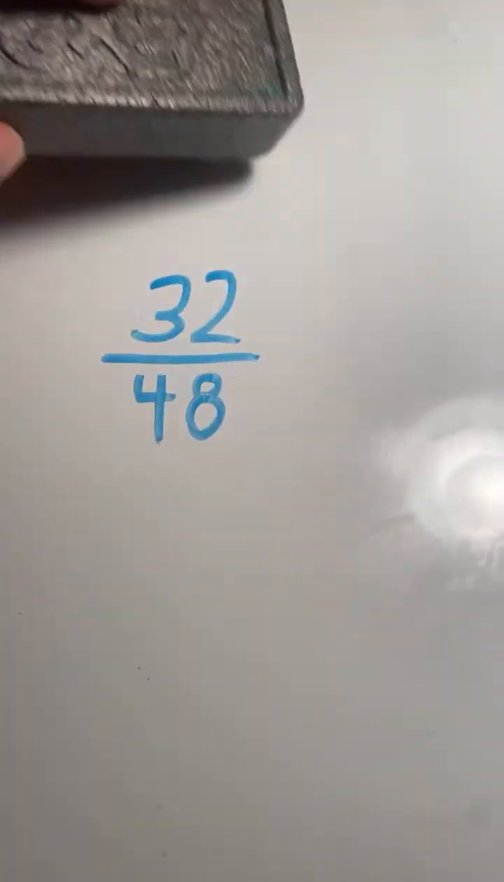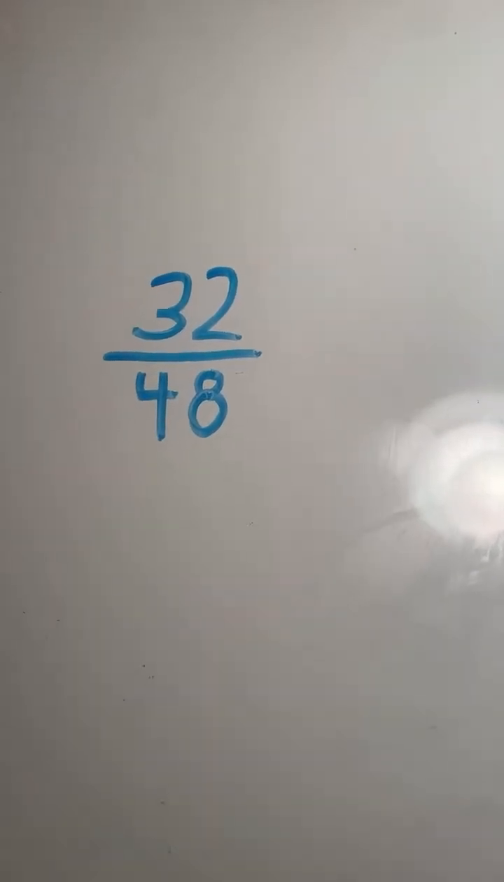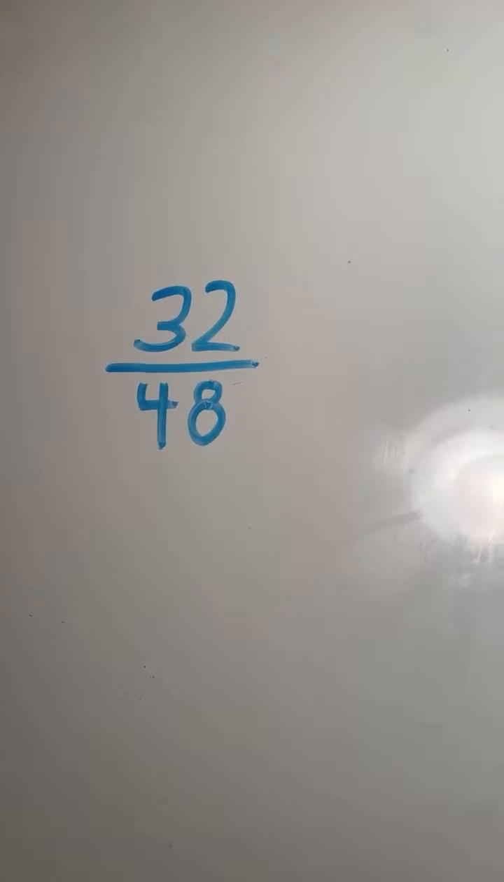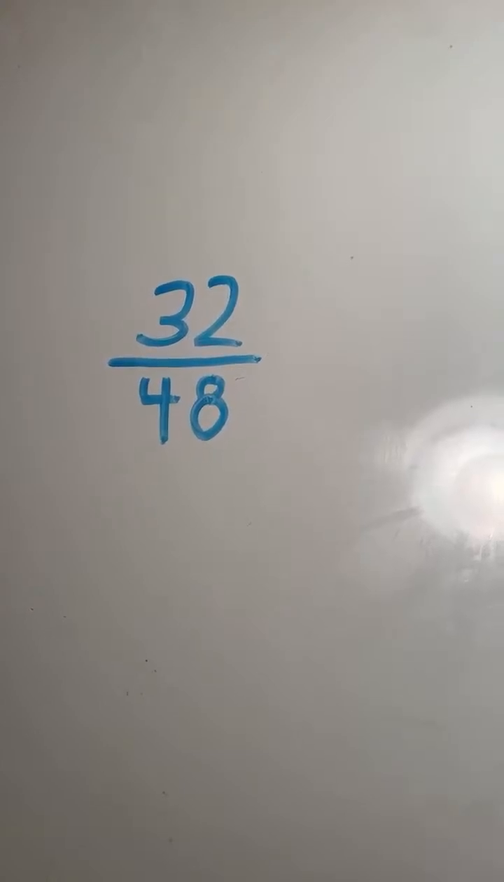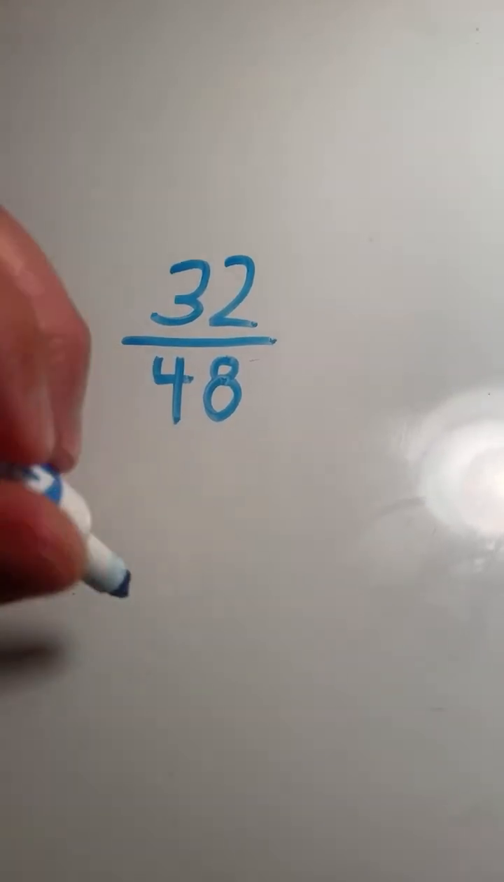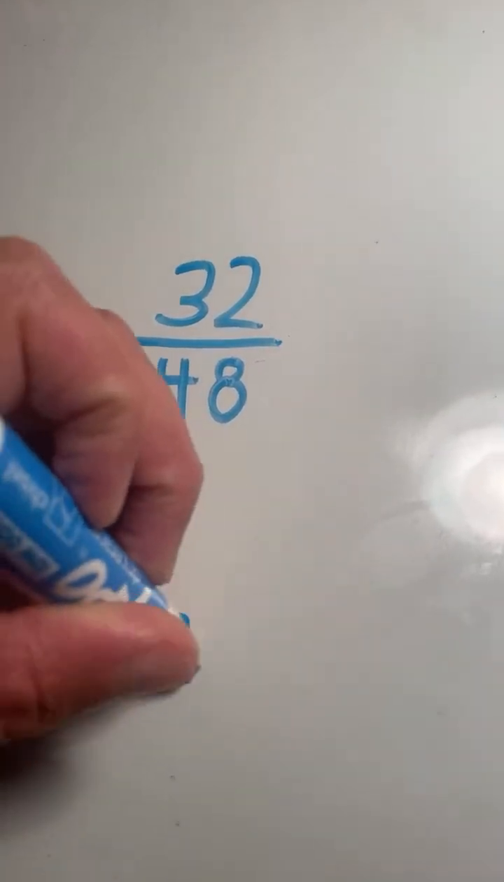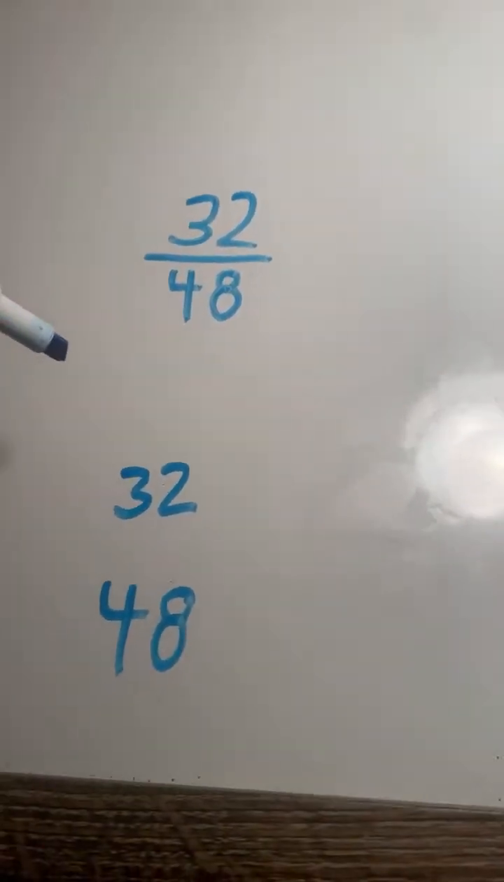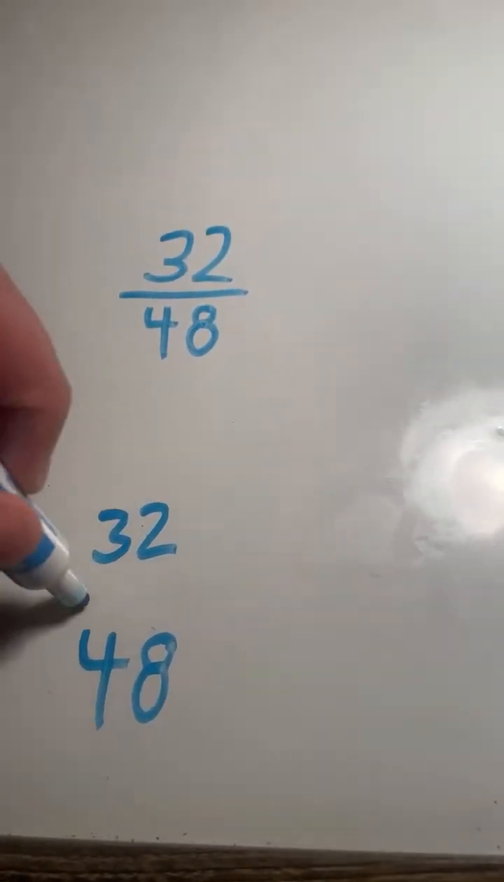So one of the quickest, most efficient ways to reduce fractions is to divide by the greatest common factor. You want to look for the greatest common factor between the numerator and the denominator. Now, if we wrote the factors of 32 and 48, we're looking for the biggest number that both have in common.